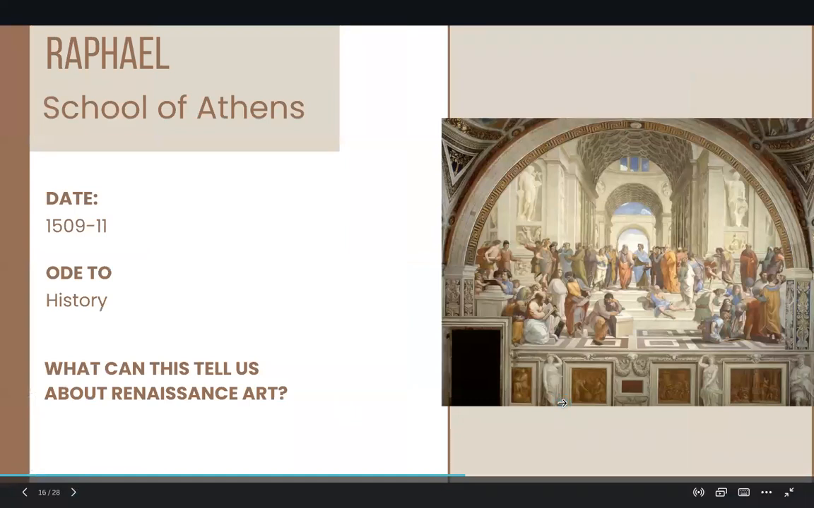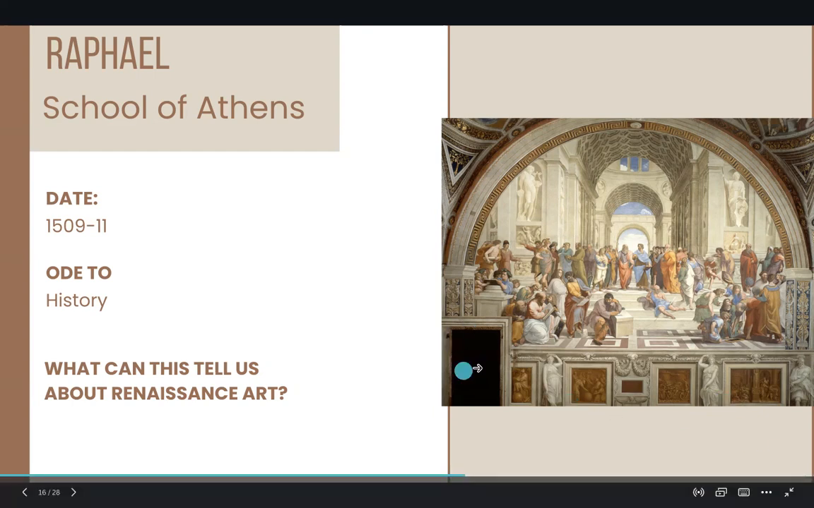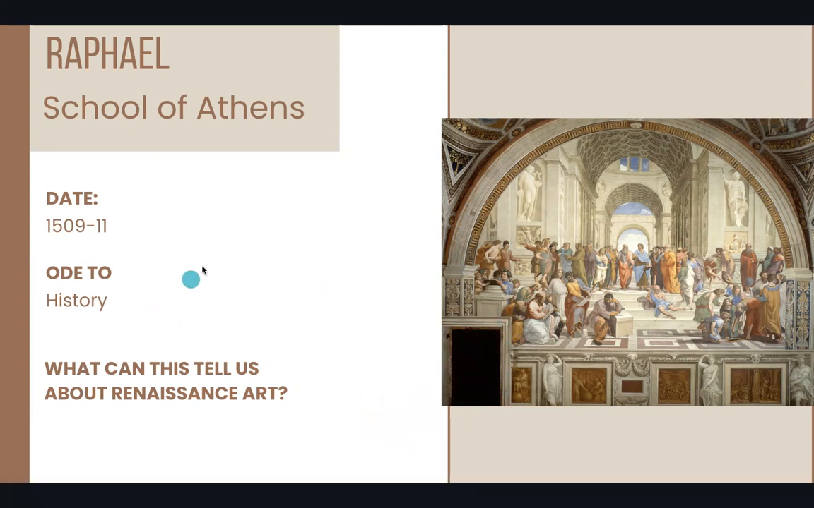I thought I'd step away a little bit from religious imagery and showcase this piece. It's called The School of Athens, and it is painted in the Pope's apartment in the Vatican Palace. You can actually see it today. Funnily enough, they cut a door out to go to another room. So the little corner of his work is missing, which personally I think is a travesty. But he painted this in 1509 to 1511.